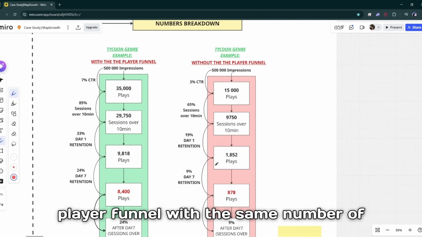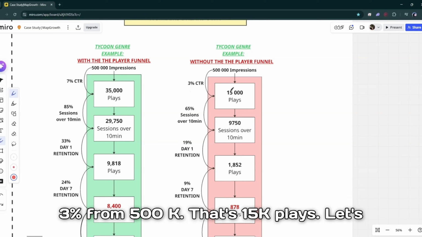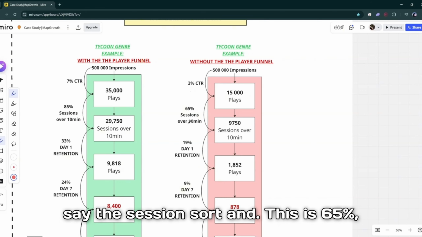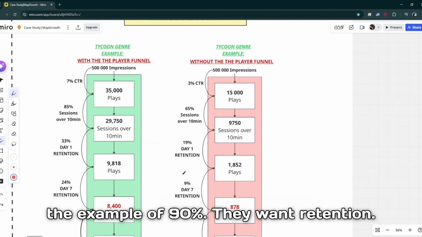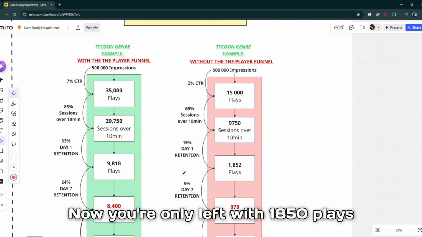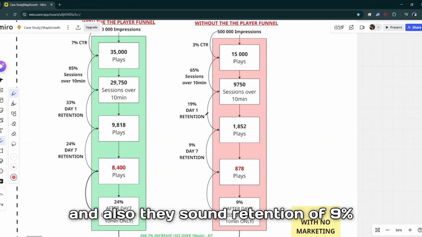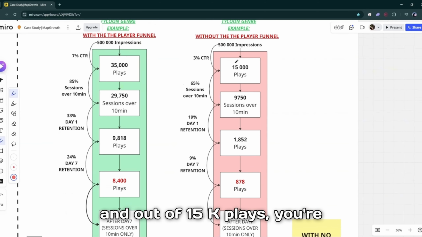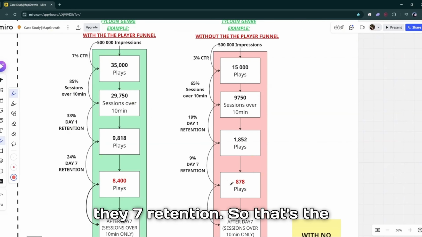But now let's look at the example without the player funnel, with the same number of impressions. So let's say the CTR is at 3%. From 500k, that's 15k plays. Let's say the sessions over 10 minutes is 65%, so we get 9,750. Let's also make the example of 90% day 1 retention. Now you're only left with 1,850 plays, and also day 7 retention of 9%. And out of 15k plays, you're only left with around 870 plays after day 7 retention.